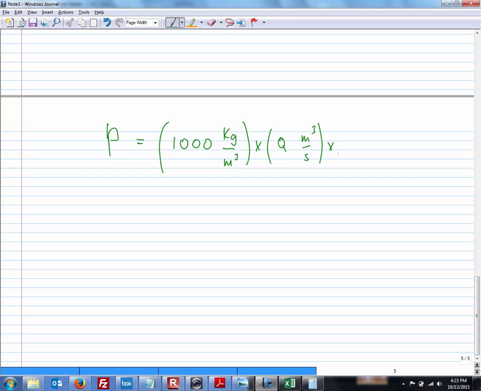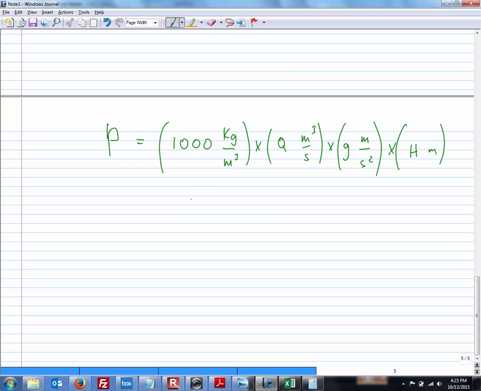Times g, and this is meters per second squared, times H meters. And so that's kind of nice. That's just how high the dam is.